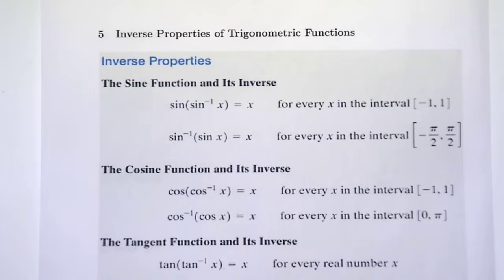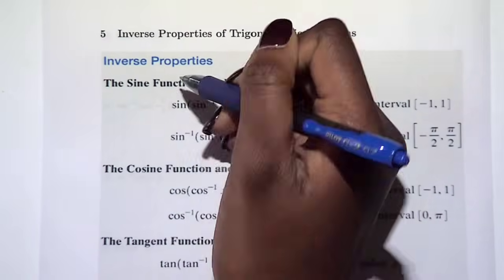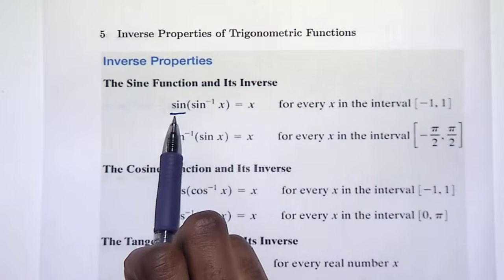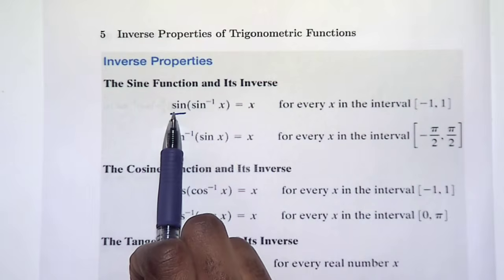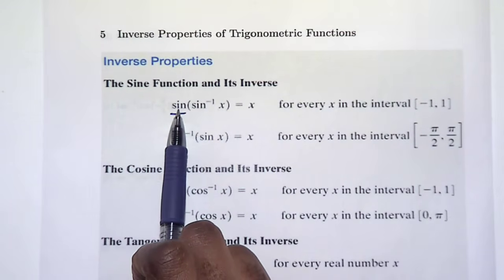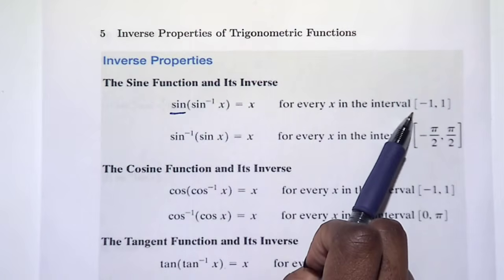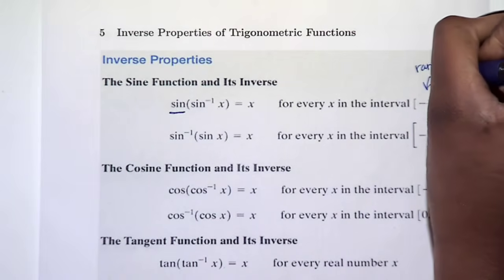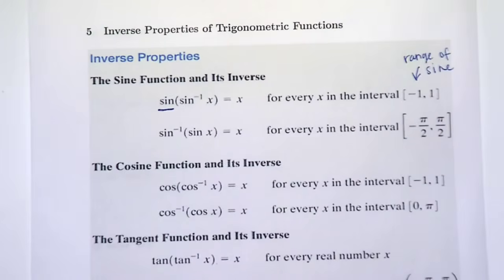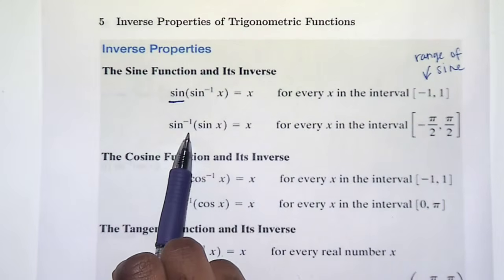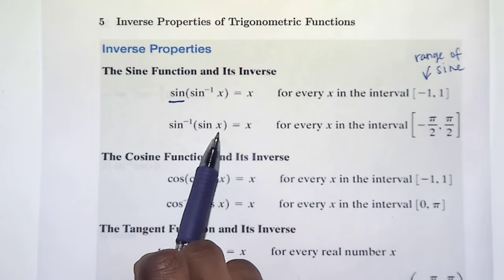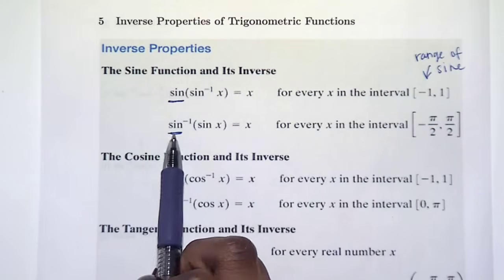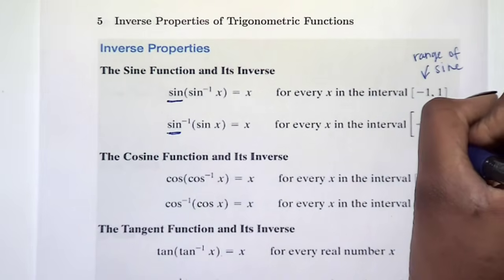Why is that true? Well, remember we always do the inside first, then the outside. So if you do your outside right here, our answer has to be in the range of sine, and the range of sine is -1 to 1. All right, so now let's look at the next one. Sine inverse of sine of x is x. Notice what's on the outside here. Sine inverse. That means our answer is going to be in the range of sine inverse.